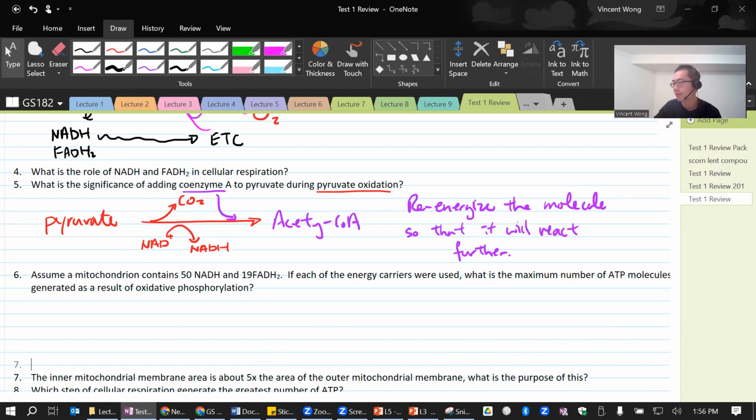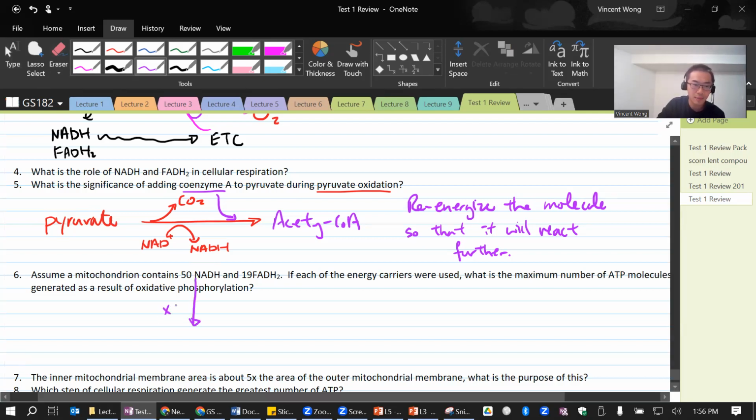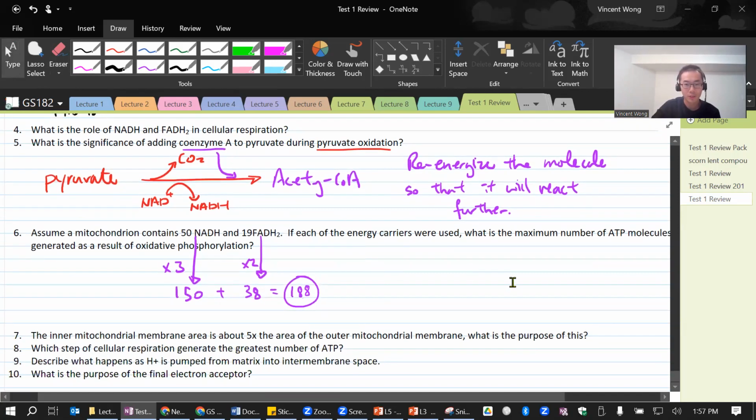188 from RJ. Maitri also. Is it Maitri? I'm sorry, 188. Same 188. Great. This one times 3 because it's NADH. This one times 2. 3 times 50 is 150. 2 times 19 is 38. Add them up, 188. Okay, I want everybody to get this question right on the test. I mean, obviously it's not going to be 15 and 19, but then, you know, you will be able to do it.